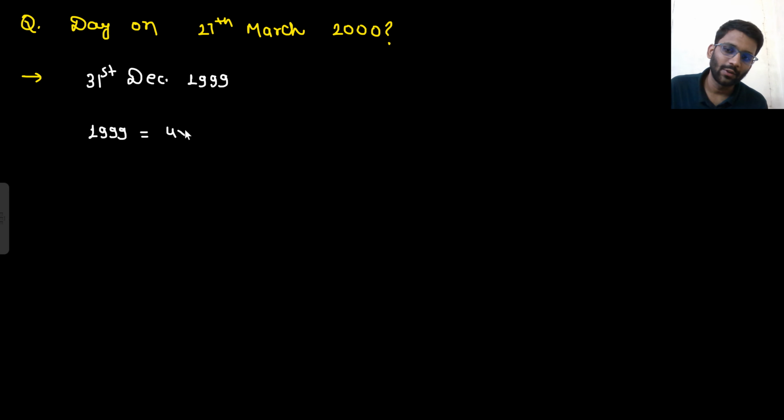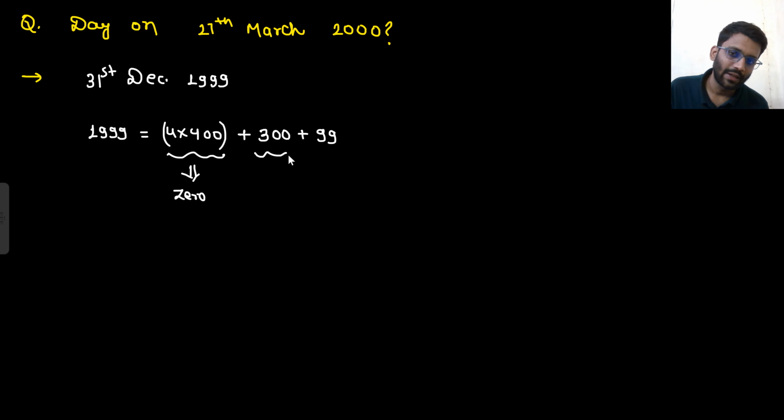So 4 into 400, 1600, plus 399. So 399 I can write as 300 plus 99. So here you will have 0 odd days. In 300, what will you have? 1, right? In 100 years you have 5 odd days. In 300 you will have 3 into 5, 15, so 1 odd day.